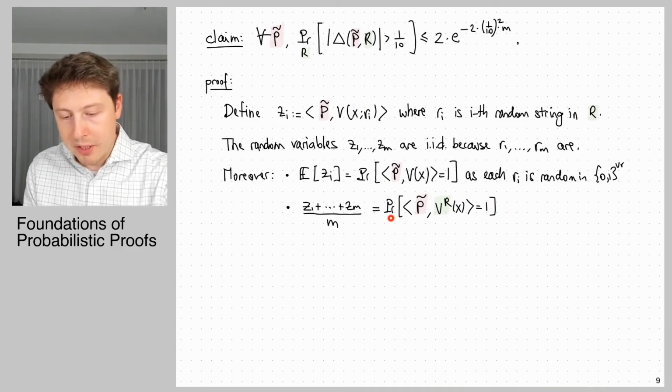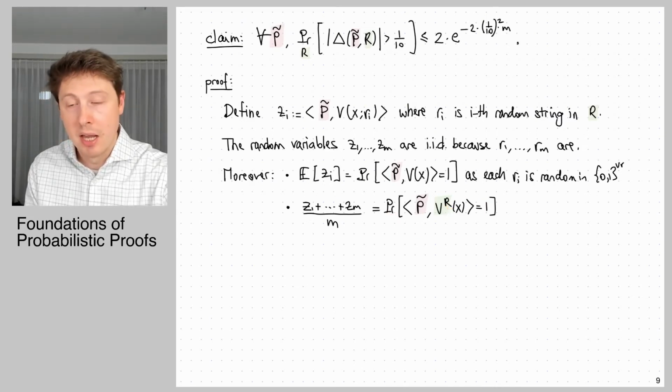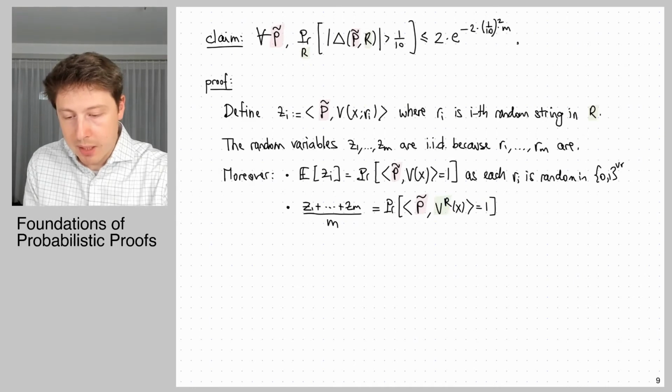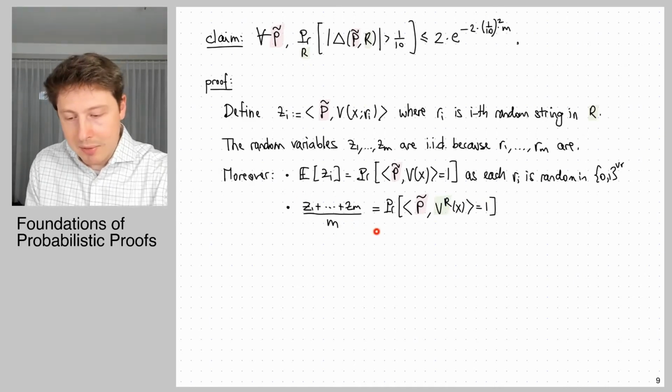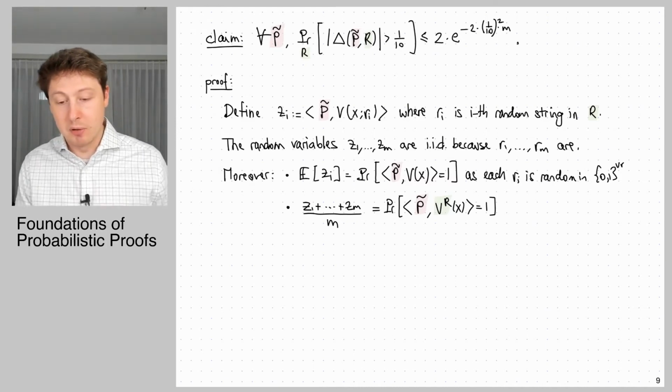Now, what is this probability over? This is the probability over the choice of randomness within R, right? But the choice of R is a random variable, so that is a random variable. And I claim that these two are the same random variable. Let's try to think about it.